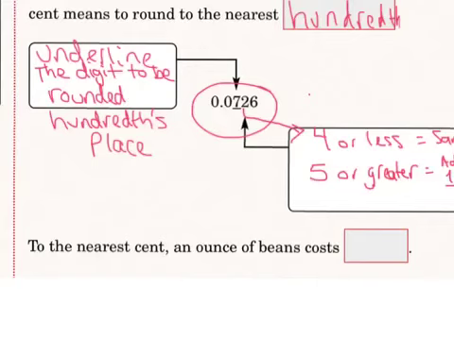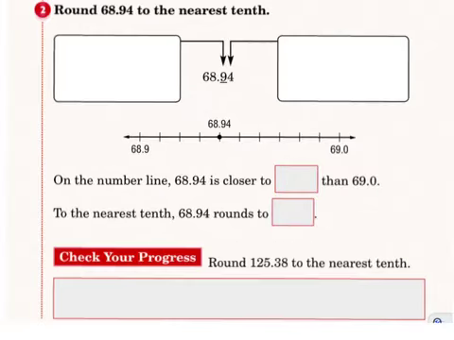So, to the nearest cent, an ounce of beans costs... Okay, we already see that there's a 7, so the 2, it's less than 4, so we're going to leave it at 7. So it costs 0.07 dollars.